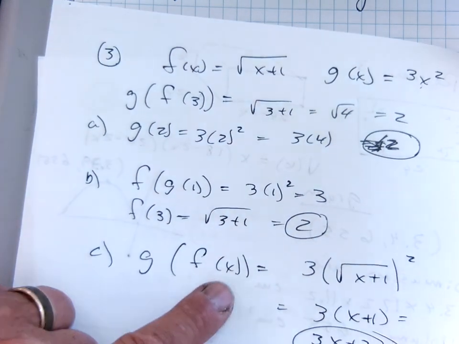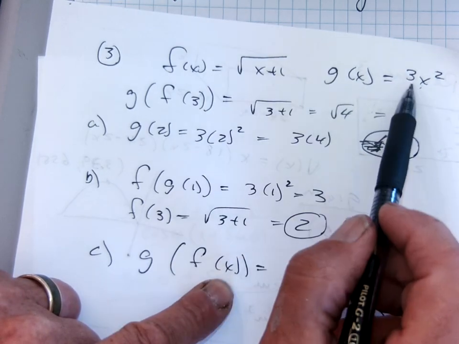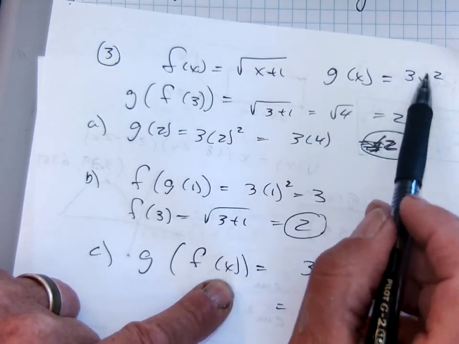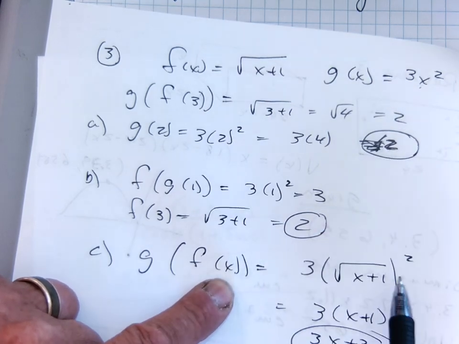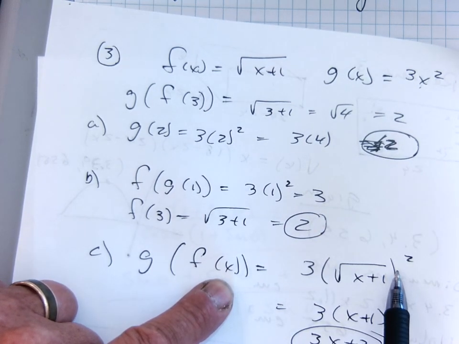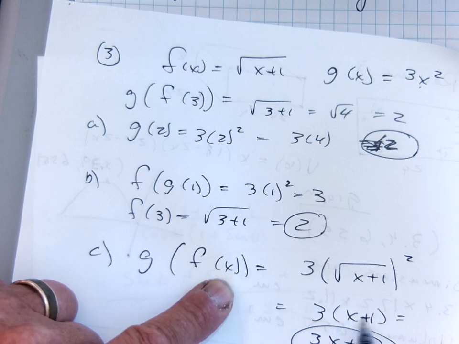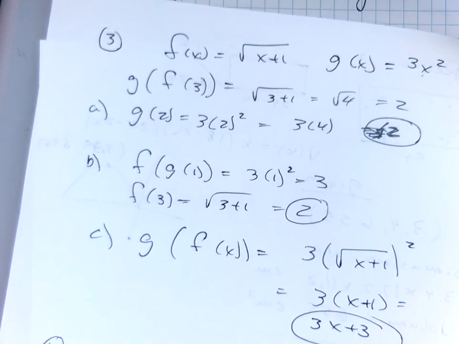And then C, I'm going to put the entire f of X equation into G of X, so it's 3 times the square root, but I'm going to put the square root of X plus 1 in for X squared, squared it, because square and square root, multiply, distribute, and I get a 3x plus 3, okay?